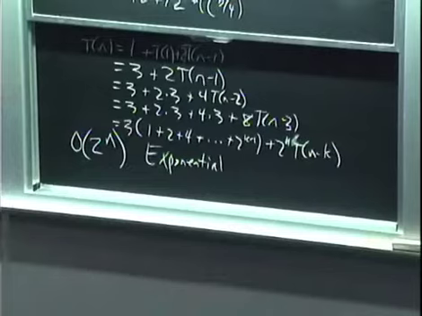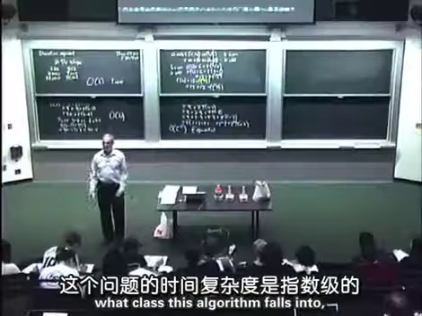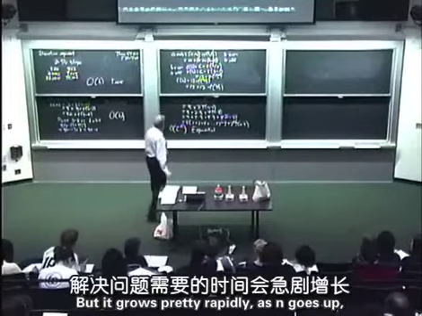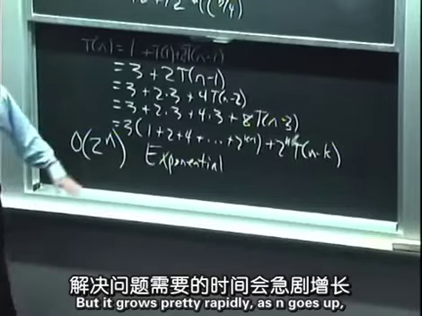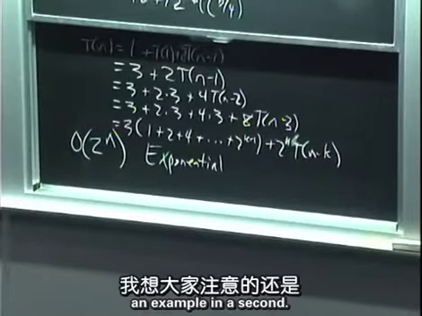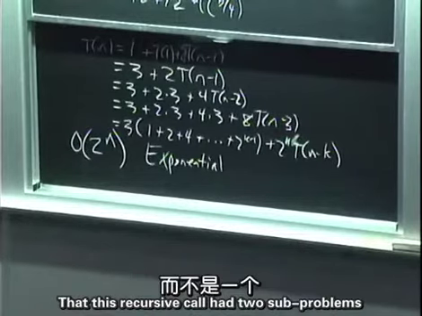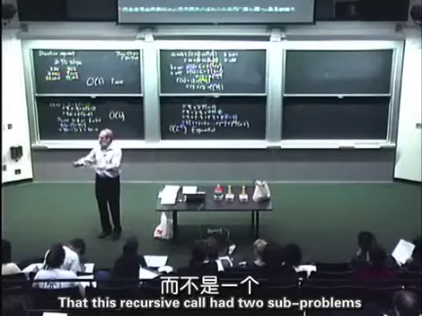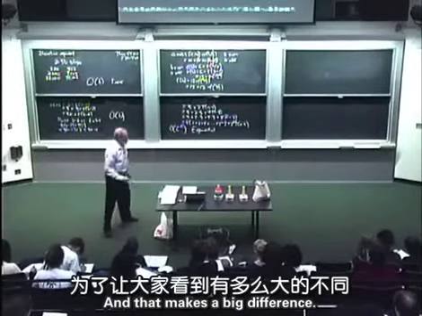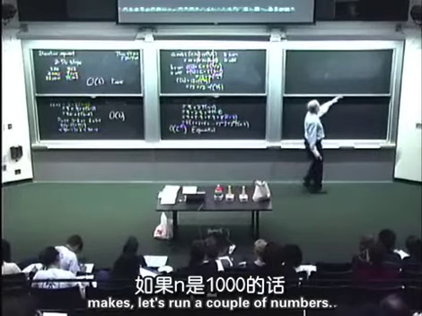That's a problem. Now, it's also a case that this is fundamentally what class this algorithm falls into. It is going to take an exponential amount of time. But it grows pretty rapidly as n goes up. And I'm going to show you an example in a second. Again, what I want you to see is notice the characteristic that this recursive call had 2 subproblems of a smaller size, not 1. And that makes a big difference. So just to show you how big a difference it makes, let's run a couple of numbers.